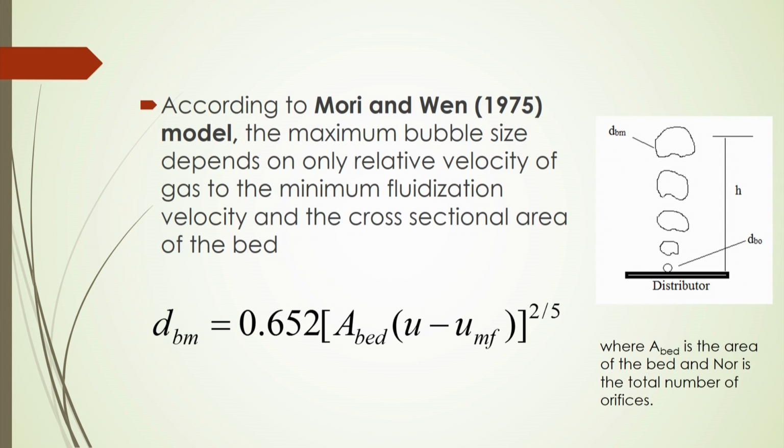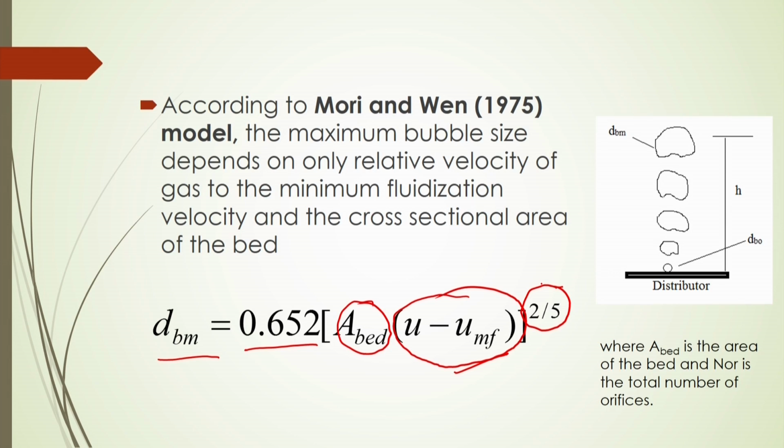Now, according to this Mori and Wen 1975 model, the maximum bubble size depends only on the relative velocity of the gas to the minimum fluidization velocity and the cross-sectional area of the bed. So, dBm, the maximum bubble diameter, will be equal to 0.652 times the cross-sectional area of the bed times the relative velocity of the gas to the minimum fluidization velocity, to the power 2 by 5.